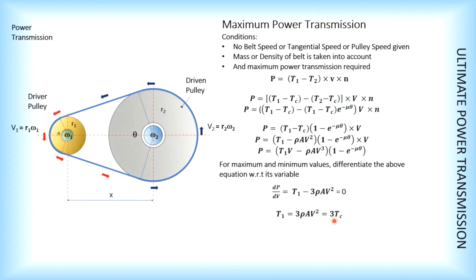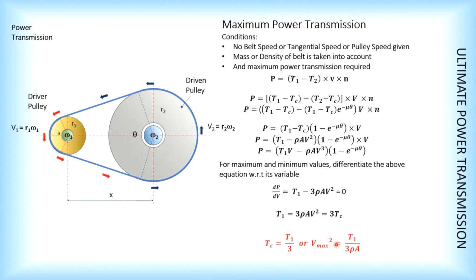So 3Tc. If I want to find Tc based on this condition, I can take T1 over 3. But you cannot find Tc by taking T1 over 3 in all cases. You can only use the formula of T1 over 3 to find your Tc in this condition, that is, unless this one is thick and this one is thick.